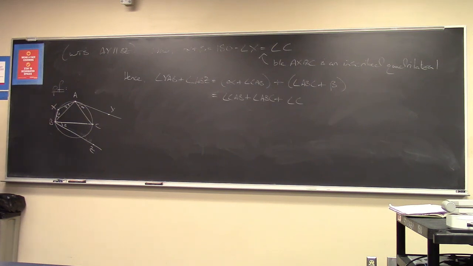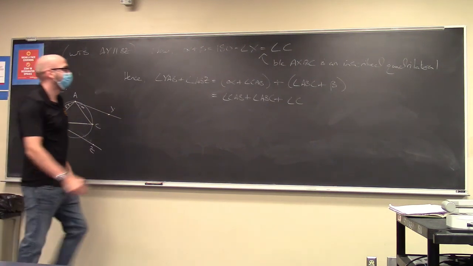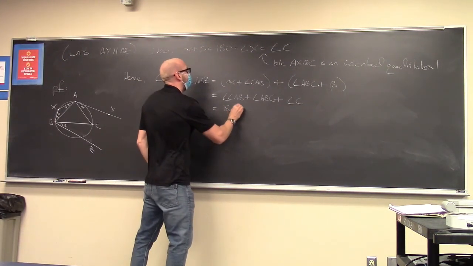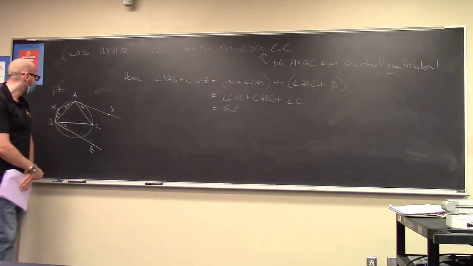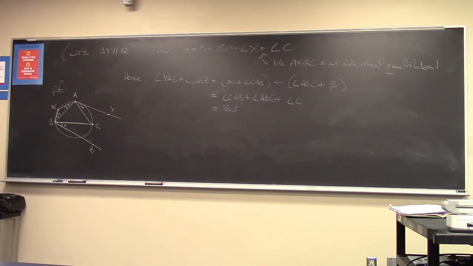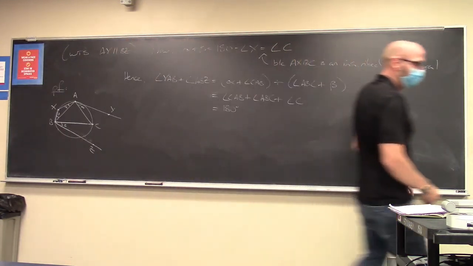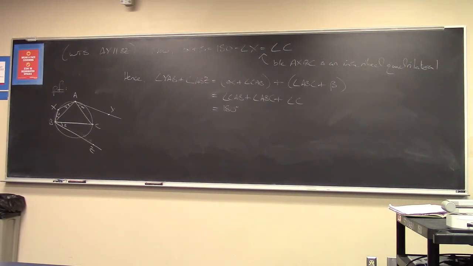What is the sum of those two angles? Or those three angles? What do those add up to? 180, right? It's all three angles of the triangle. It's angle C, A, and B. So this is 180. My claim is that that's enough, that we're pretty much done at this point.